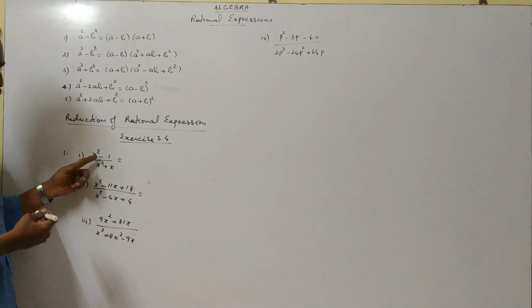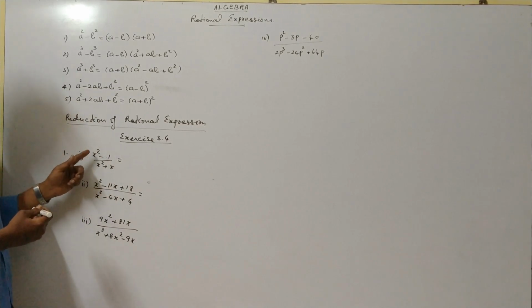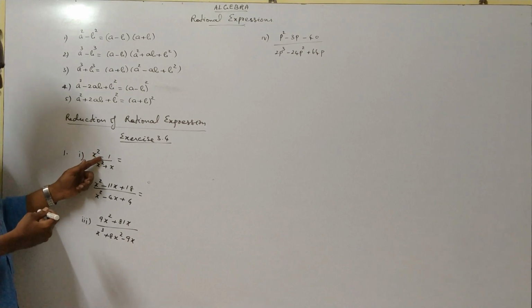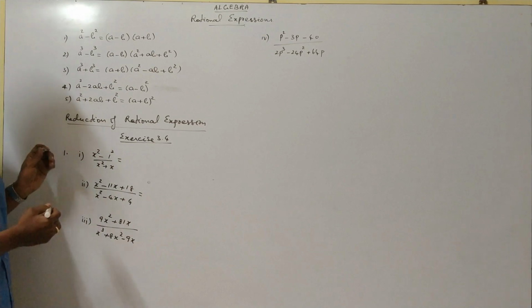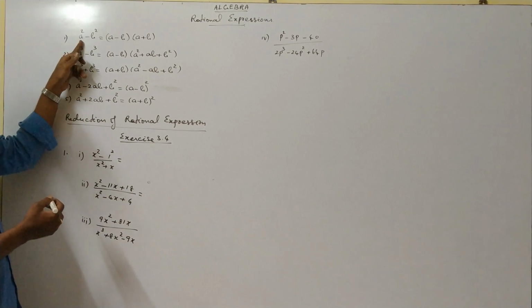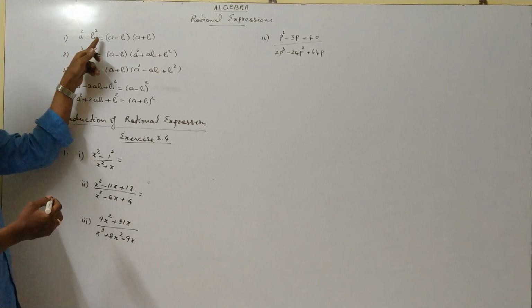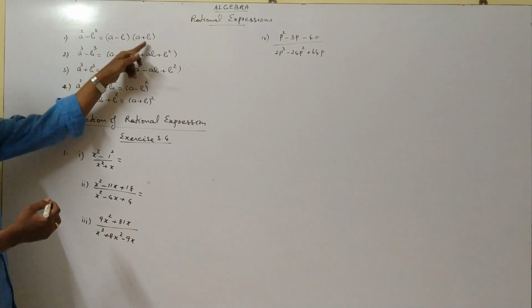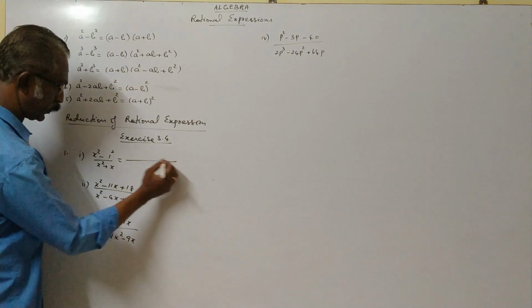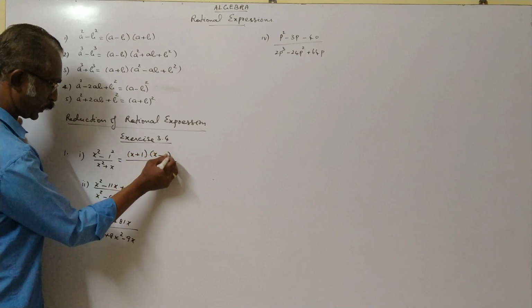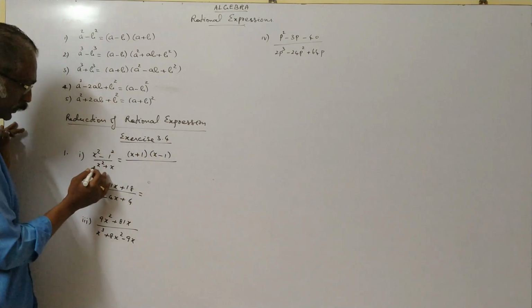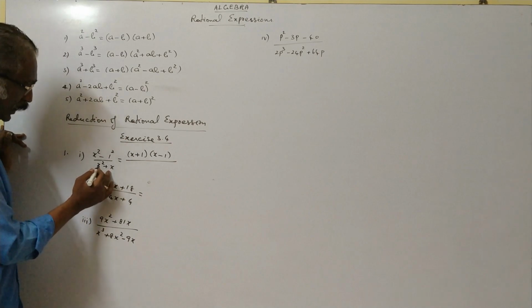Here it's given x square minus 1. This is nothing but x square minus 1. That 1 we can write as 1 square. Therefore it's in the form a square minus b square, which is equal to a minus b into a plus b. So I can write the numerator as x plus 1 into x minus 1. Am I right?